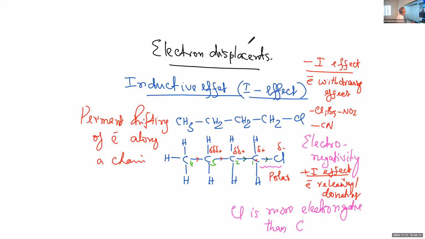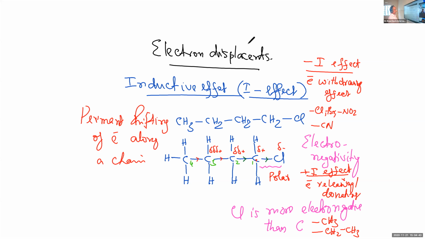For example, you take a CH3 group or a CH2CH3 group like this. Such groups are called alkyl groups. So alkyl groups are electron releasing groups. They are electron donating groups.